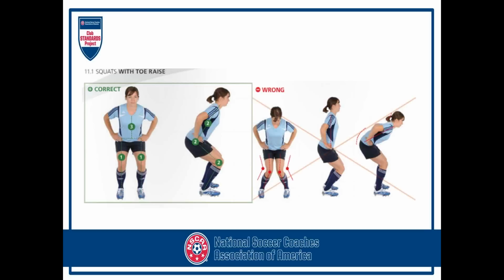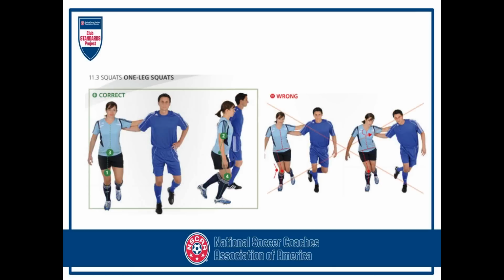Lateral jumps, single leg lateral jump, jumping to the left, jumping to the right. Good alignment on the left, look to the right, see how the knee drops in. Okay? Continuing forward with squats with toe raises, same thing. Look at the wrong side on the right there. It's very evident she's dropping her knees in, or she's bending forward, or she's dropping straight down and putting her knees over her toes.